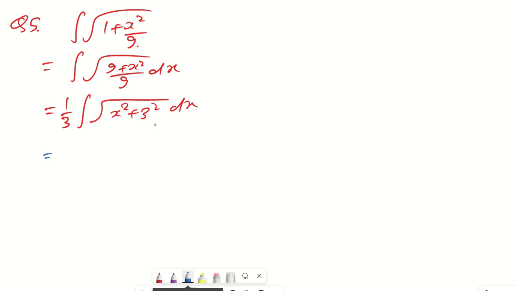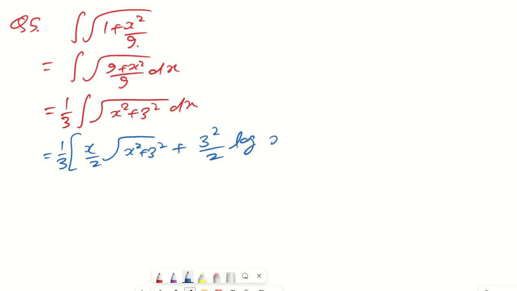We already know 1 by 3 is out, and it is going to be x by 2 square root of x square plus a square plus, it is going to be what, a square by 2, that is 3 square by 2 log of x plus square root of x square plus a square, okay, plus some constant c. So with this formula we can expand this and write it down properly.